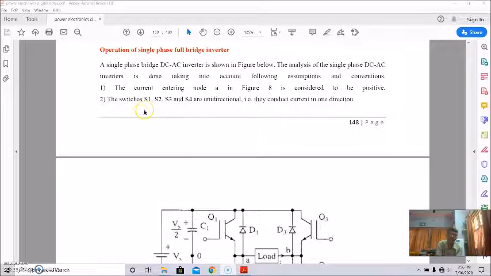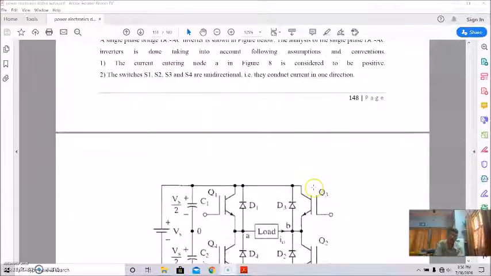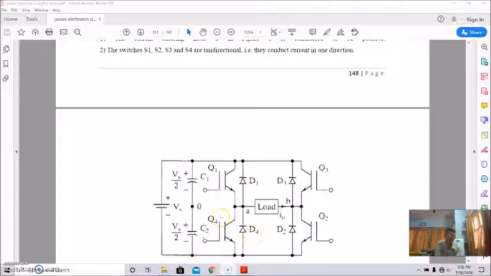So let us start with this description of the circuits and with certain assumptions and conventions. The current entering this particular node A is considered to be positive, and switches S1, S2, S3, S4, that is Q1, Q2, Q3, Q4, are unidirectional, that is, they conduct current in one direction only.